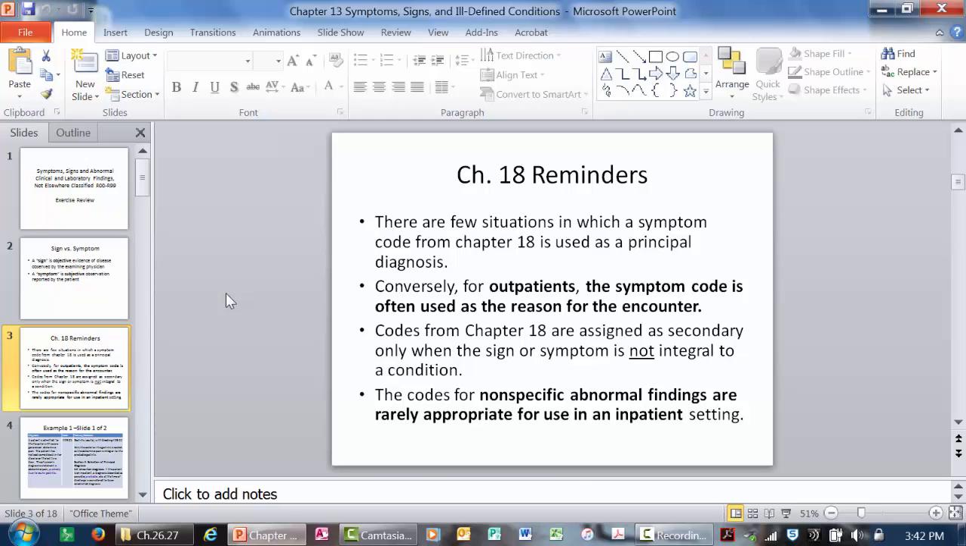If the sign or symptom is not integral to whatever condition you're coding, then you can assign a code from Chapter 18 for that sign or symptom. And as I just mentioned, codes for non-specific abnormal findings are rarely used in an inpatient setting, because in the inpatient setting, if a physician states suspected urinary tract infection, you can code the urinary tract infection. You don't have to code the symptoms. So it's just a different way that the inpatient and outpatient coding guidelines are organized.